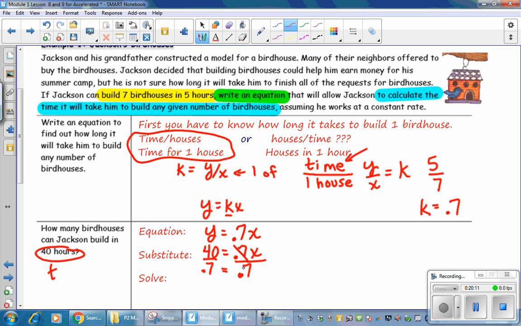A number divided by itself is 1. 1 times x is x. And 40 divided by 0.7 is 57.1. So we have a value for x, and remember that x is the number of houses. So in 40 hours, Jackson can build 57.1 houses.